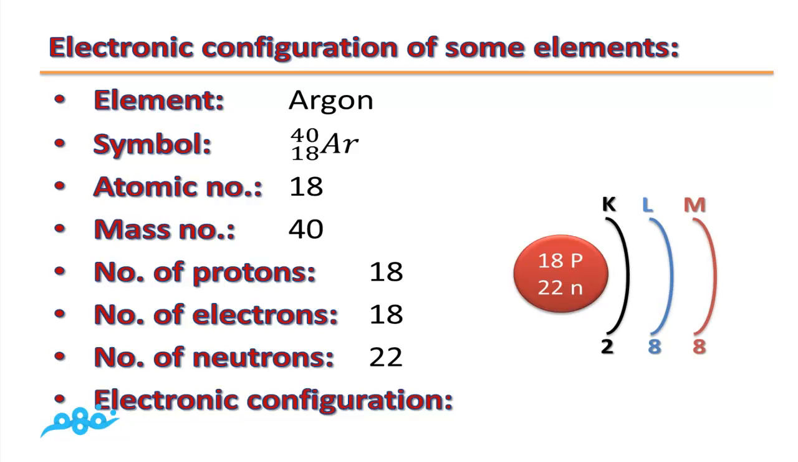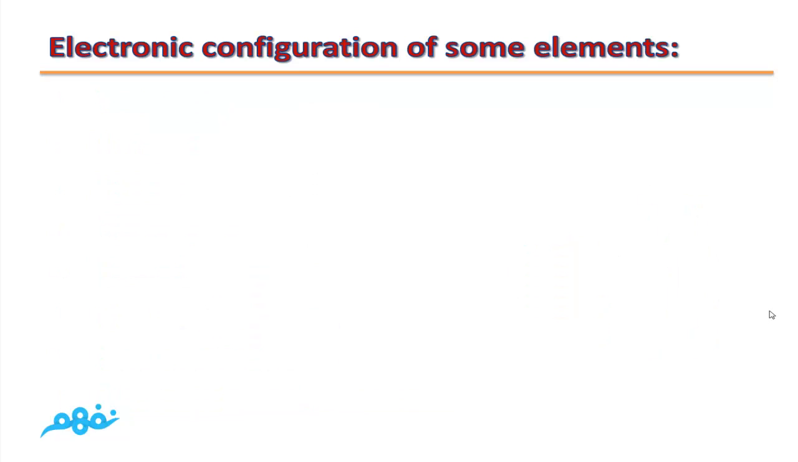The electronic configuration for argon: its nucleus contains 18 protons and 22 neutrons. Its argon atom contains 18 electrons which are distributed in 3 energy levels. The first energy level K takes 2, L contains 8, and M contains 8 electrons. So the electronic configuration for argon is K2, L8, and M 8 electrons.